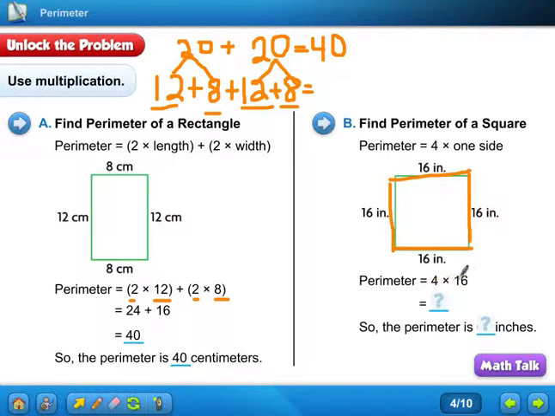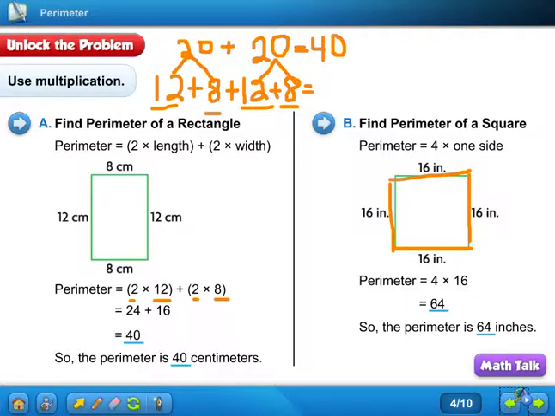So 4 times 16. 4 times 16 is, figure it out. If you can't figure it out before I do it, then you can push pause and figure it out. That would be a good idea. So 4 times 16 is 64. So the perimeter is 64 inches. So this whole thing going around here is 64 inches.